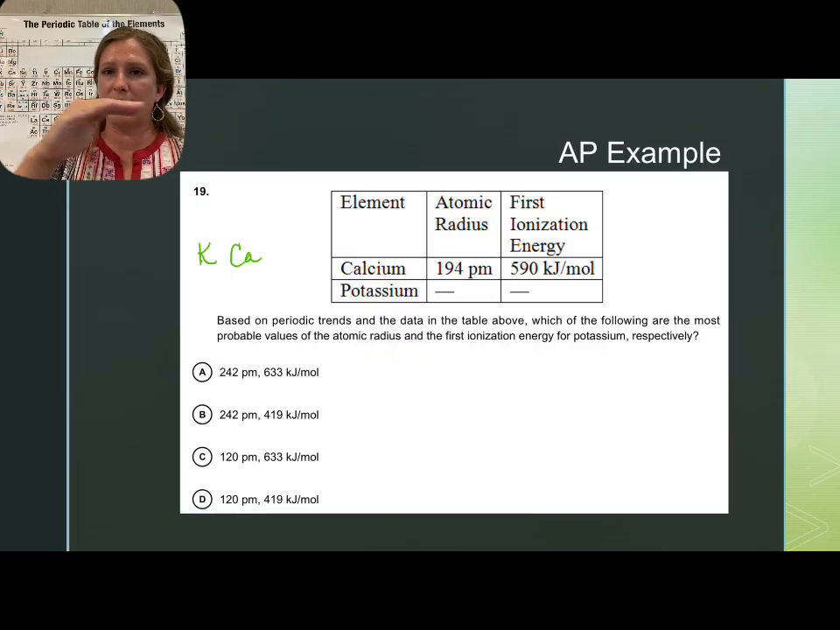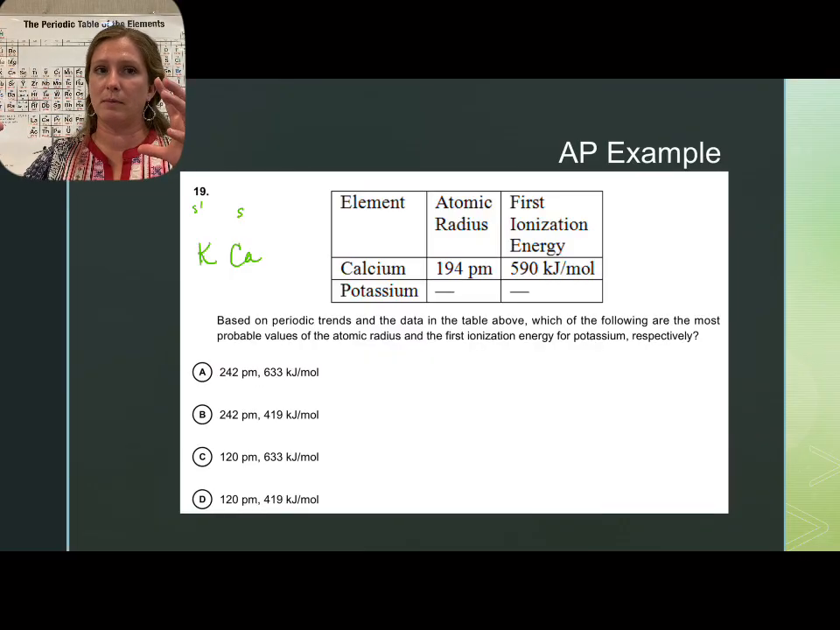So as we go from left to right, we know that the atomic radius should go down, right? And that the ionization energy should go up, because the electrons are closer to the nucleus, they're more attracted, which means that it's going to take more energy to remove them.